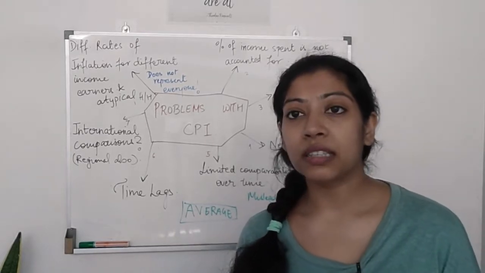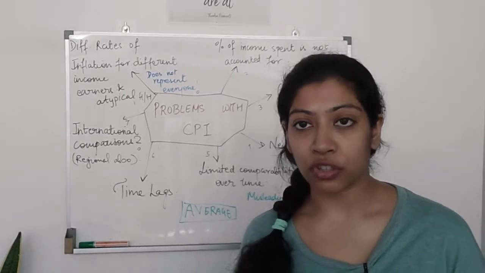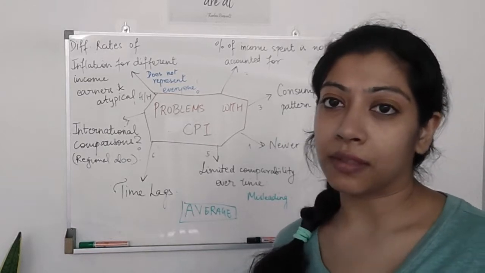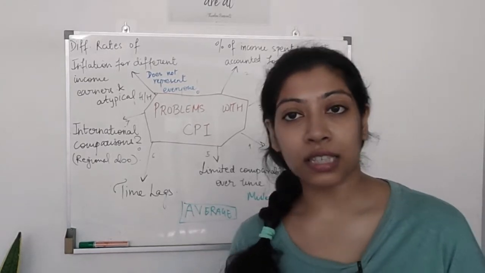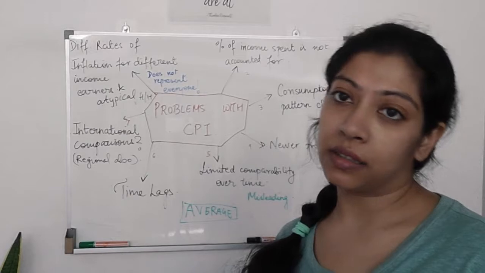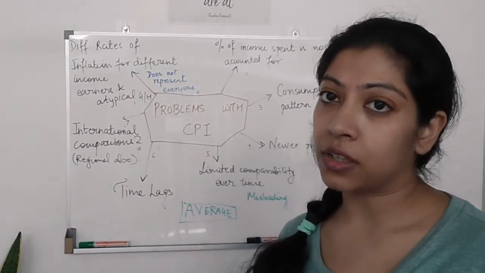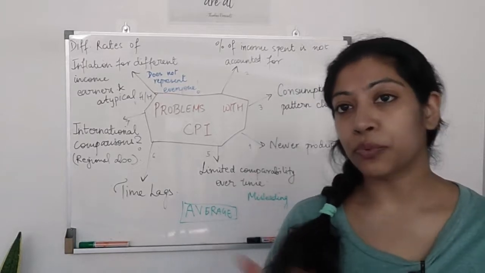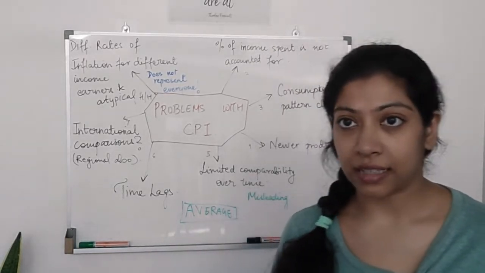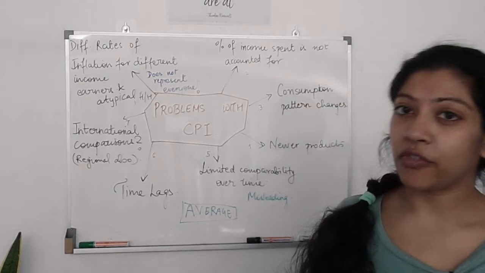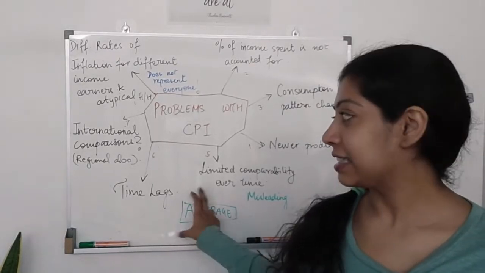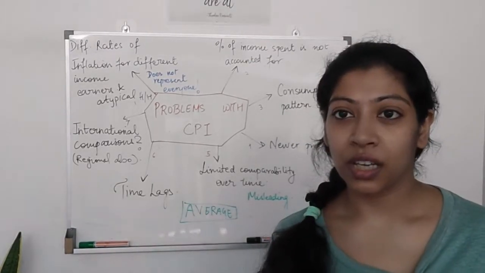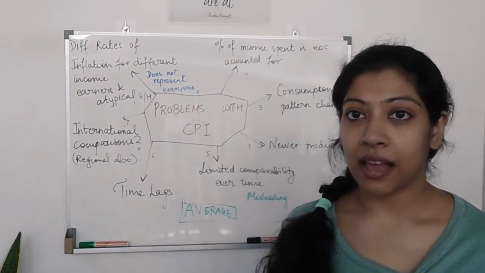The consumer price index, as we know, is an average of the basket of goods that is consumed by a typical household over a period of time, so that's over a year, and then it is compared to the previous years. We saw the calculation in the last episode, but it has several issues because of the fact that it is an average measure. So what does that mean?